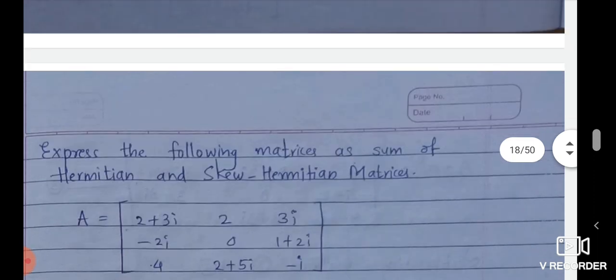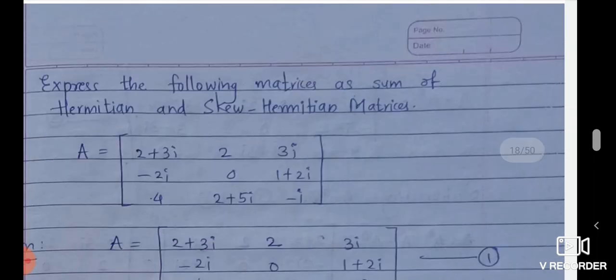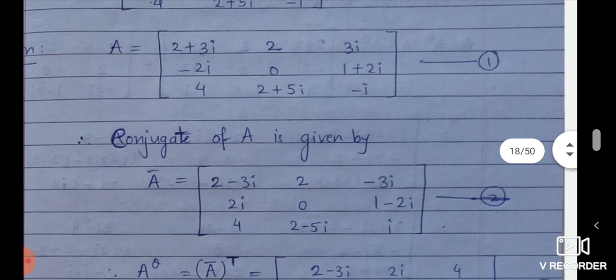Next question is: express the matrices as sum of Hermitian and skew Hermitian matrices. Now in the symmetric matrix, what we have observed was Aij was same as Aji. In Hermitian, what was the condition? Aij was equal to Aji bar, the conjugate. So here we are going to find the conjugate of the matrix A. Understood? There the condition was for transpose also, that A must be same as A transpose.